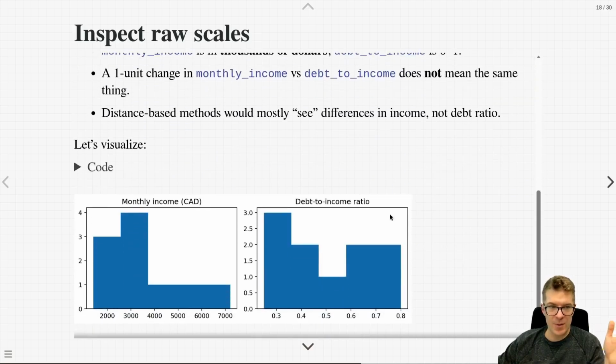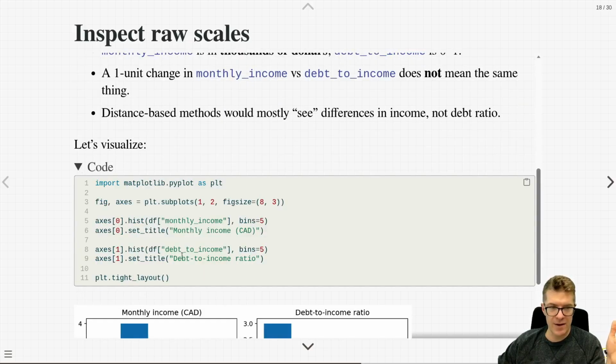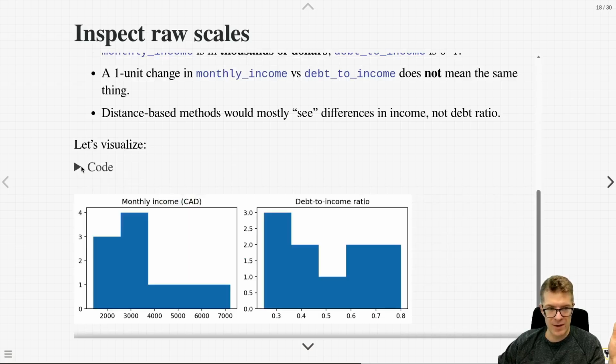So we can visualize a couple of things. Here's just looking at these variables. We've looked at matplotlib and plotting histograms quite a bit already, so no need to get into the weeds there. But here's the distribution of monthly income, and here's the distribution of debt to income ratio. Okay, there's not too much data here, which is why these figures are so blocky.